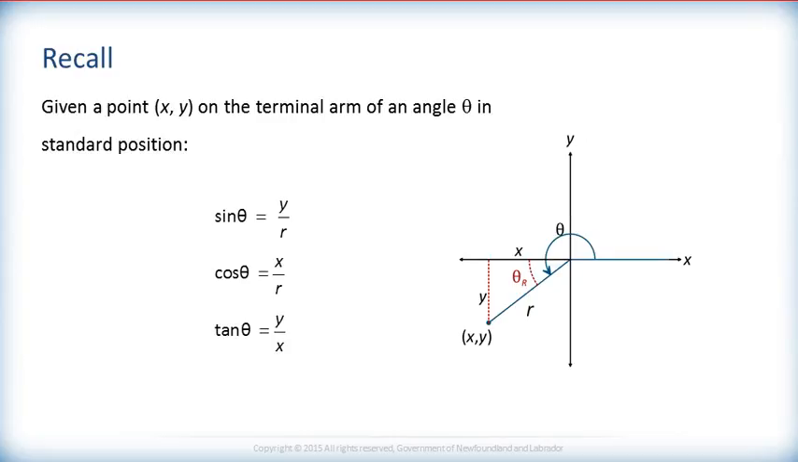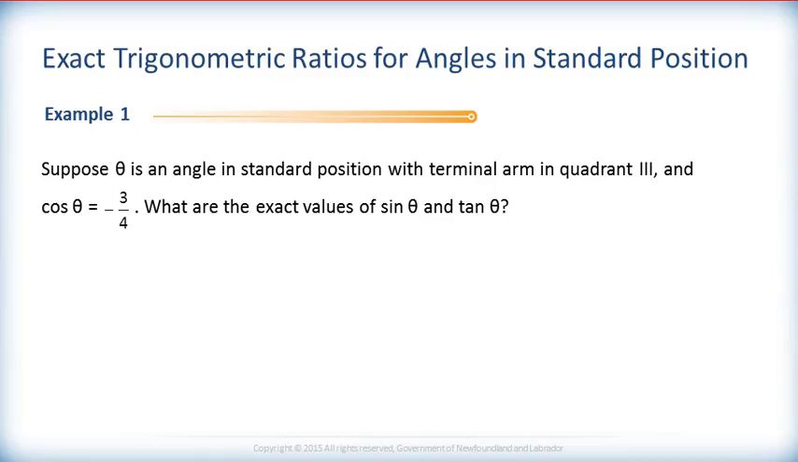Recall, given a point on the terminal arm, the sine of the angle is y over r, the cosine of the angle is x over r, and tan of the angle is y over x. Applying that in this example, we're given that cosine of theta equals -3/4. We have a terminal arm in quadrant 3. What are the exact values of sine theta and tan theta?